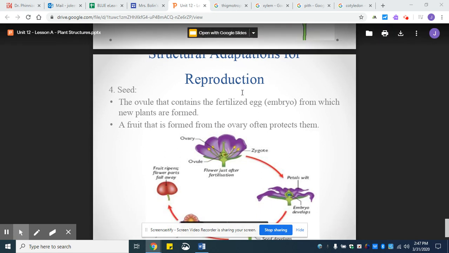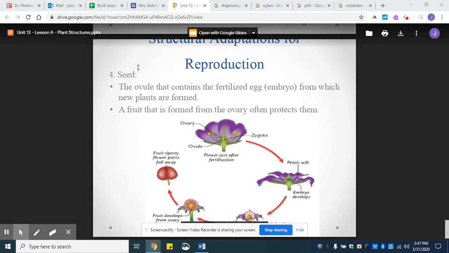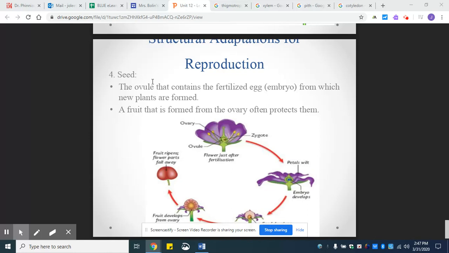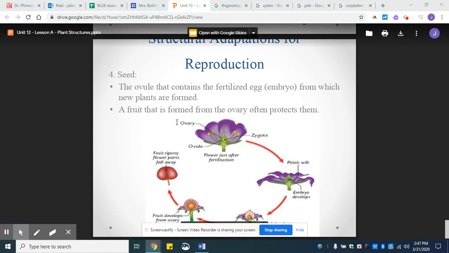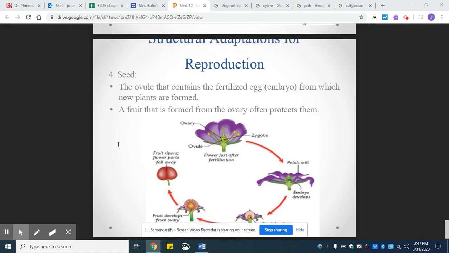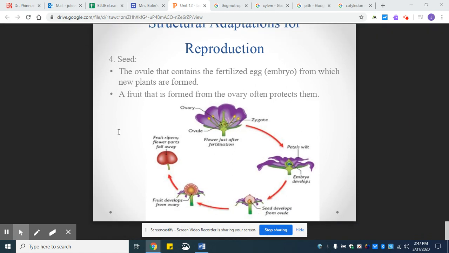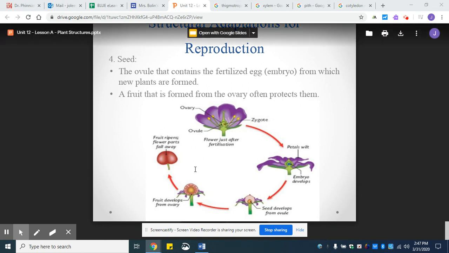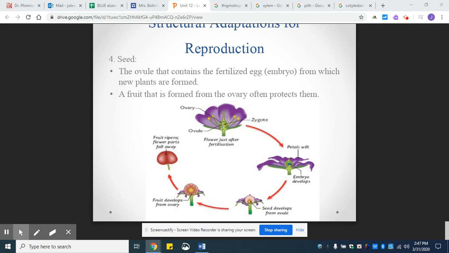Structural adaptations for reproduction continued. Number 4, the seed. The ovule that contains the fertilized egg or embryo from which new plants are formed. A fruit that is formed from the ovary often protects them. And again, in this diagram here, you have the ovary, the ovule, and the zygote.